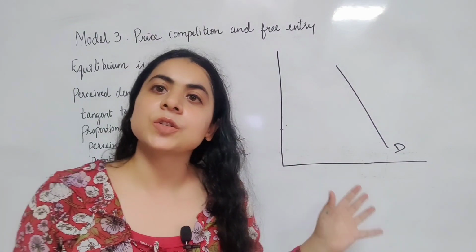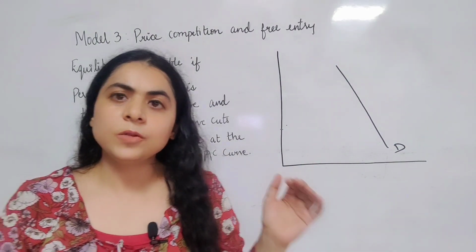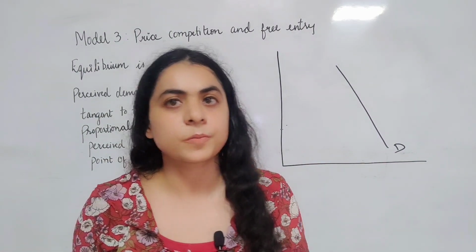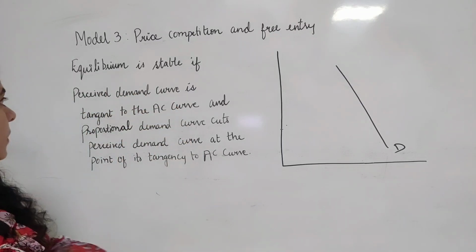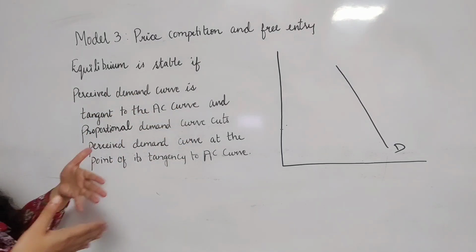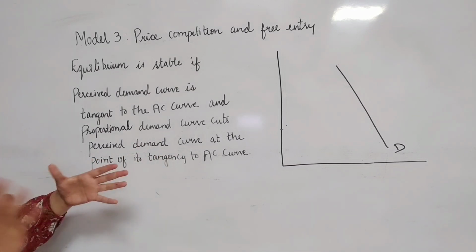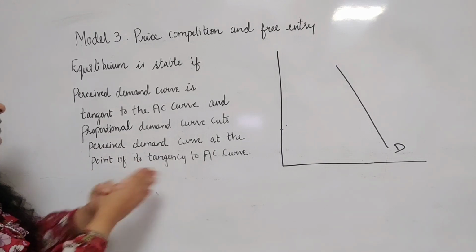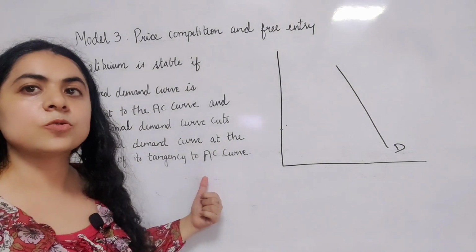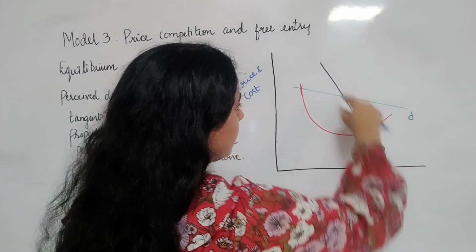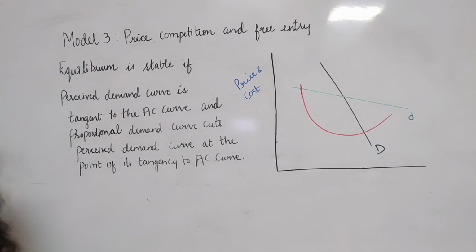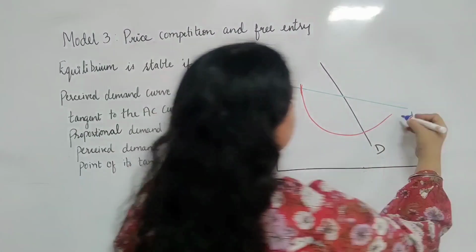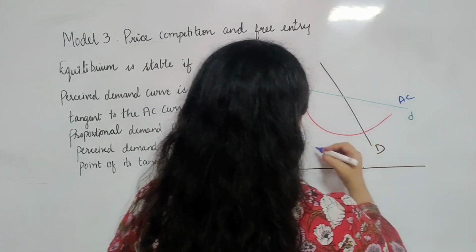Chamberlin suggests that in real life equilibrium is established both by price adjustments and by entry of new firms. Equilibrium is stable if the perceived demand curve is tangent to the average cost curve and expected sales are equal to actual sales, that is, the proportional demand curve cuts the perceived demand curve at the point of its tangency to the average cost curve. This demand curve D represents the proportional demand curve, and the small d represents the perceived demand curve. Here we have the average cost curve.